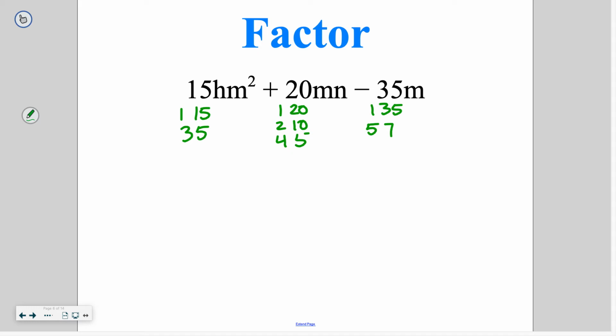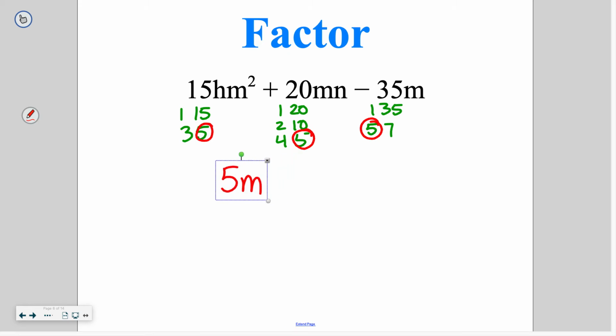Again, you do not have to write these factors out. If you are able to pick this information out without writing it down, writing it down is not a necessary step. So we can go through and find out all of them can be divided by 5. H only occurs in one of my 3 terms, so that's not part of my GCF. I've got an m to the second, an m, and an m. So I'm going to have a 5 and an m, and then n only occurs in that middle term.